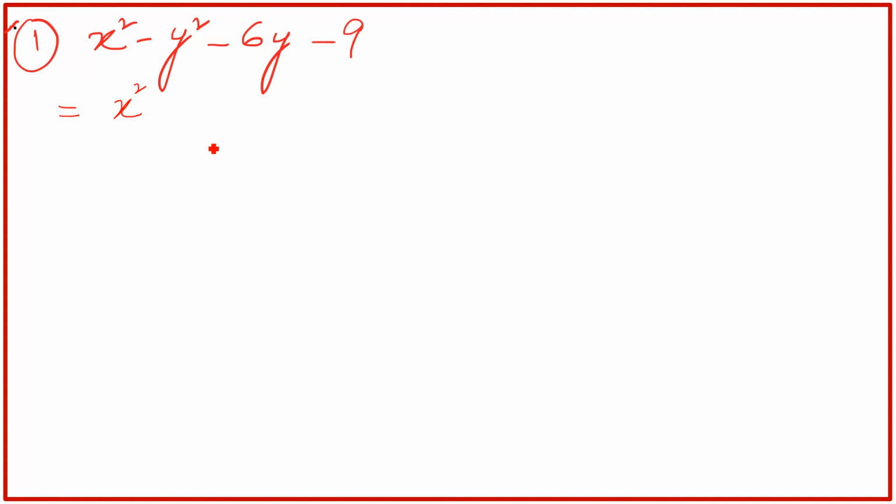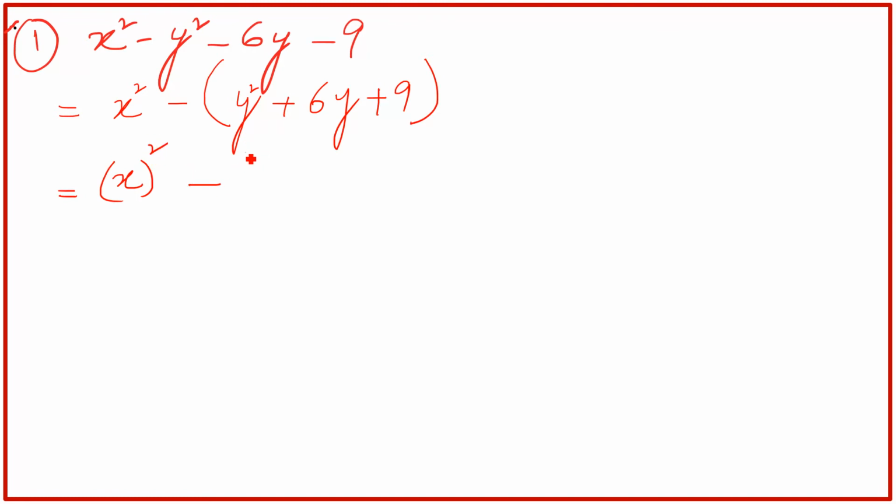And then what we will do, minus, we will take as a common. Then parenthesis start. So I told you, if we take negative as a common, all the signs inside the parenthesis will change. So it will be y square plus 6y plus 9. Why? Because this will multiply with this minus: minus minus plus, minus minus plus. So now see, this will be x square, right?